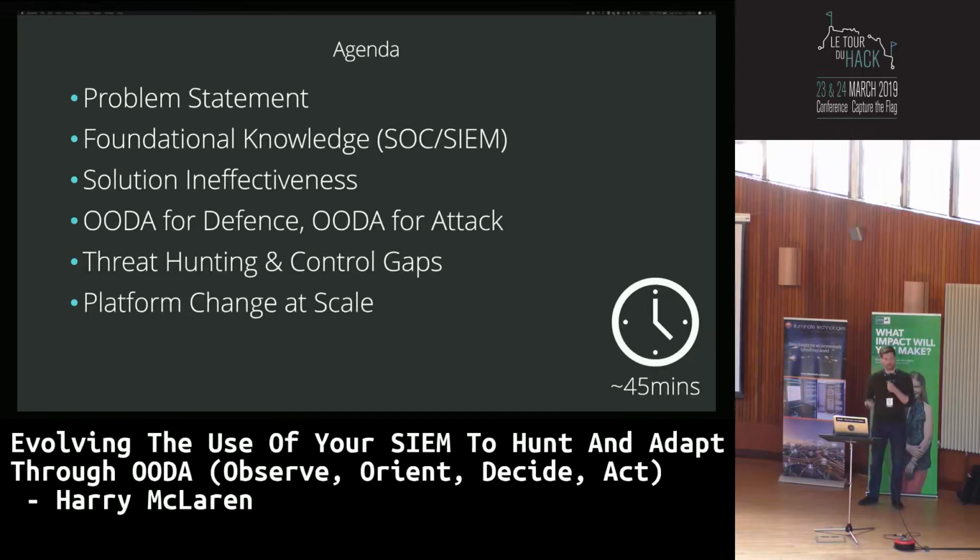So we're going to talk about a problem that I think is very prevalent throughout our industry. Talk about some foundational knowledge, so those of you that perhaps are not as aware of what SOCs or SIEMs are, so everyone's hopefully on the same page. Going to talk a little bit about what I see as some ineffectiveness within both SOC and SIEMs. Talk about OODA, which is a really old methodology essentially that comes from the Air Force in, I think it was World War I or II. Then go across into a bit of threat hunting and control gaps, and finish off by talking about how to change that platform quickly and at scale.